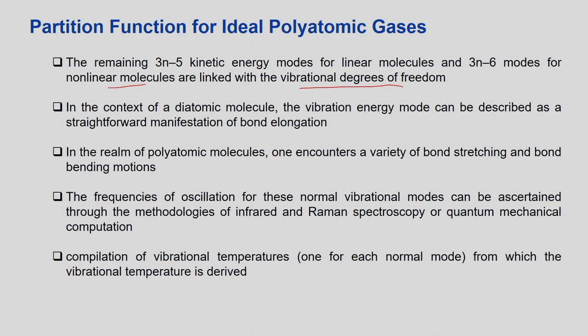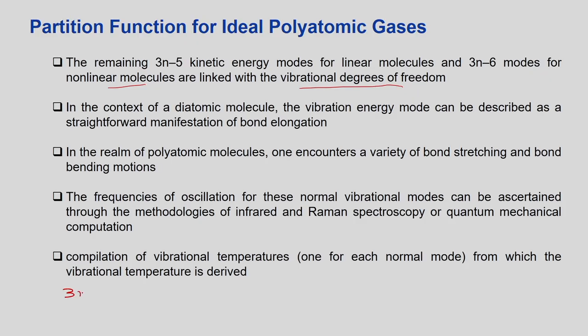Because 3n minus 3, it means all the atoms, so you have the translational motion of the center of mass, translational motion, that has to be fixed. So it means you cannot move a molecule from its center of motion. You can reorient the molecule, you can do a vibrational analysis, you can do a rotational analysis, but you cannot move the atom. So if you have n number of atoms, there will be kinetic energy modes of 3n.